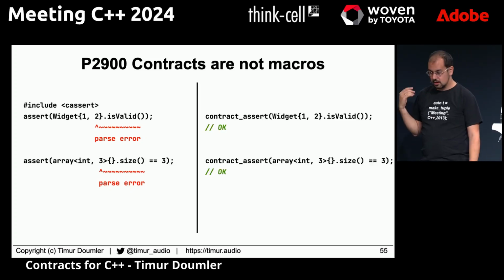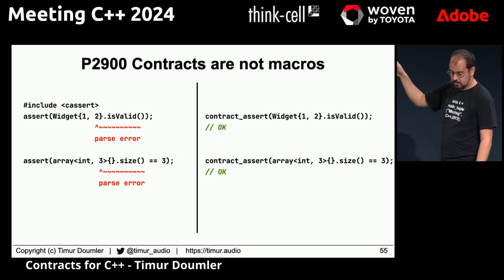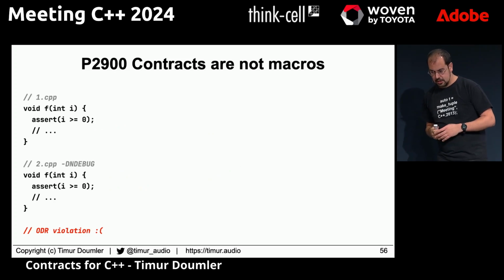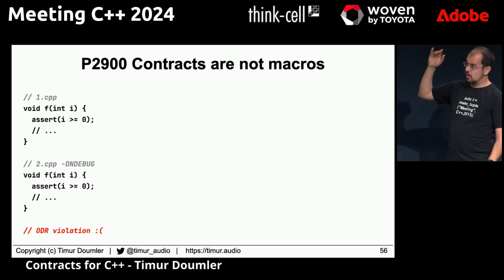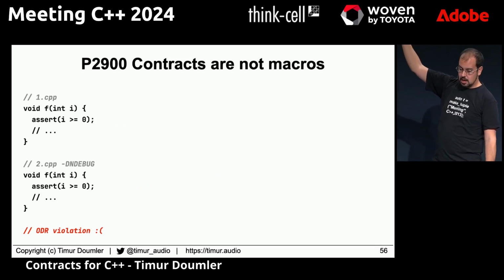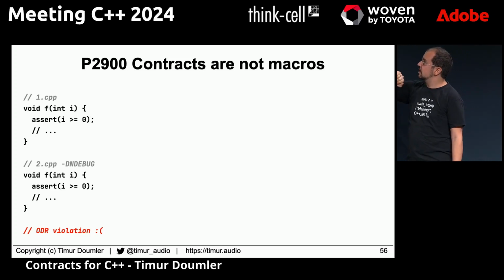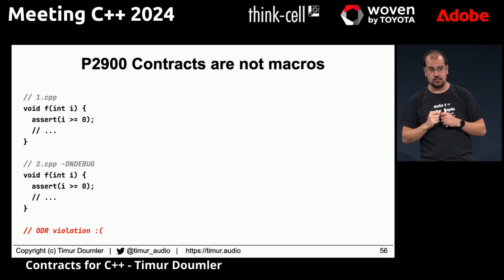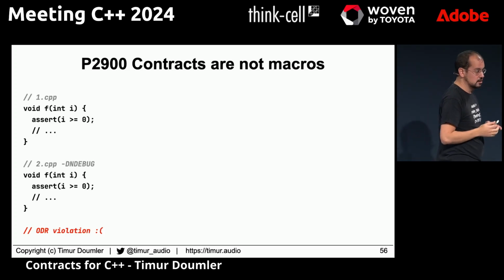That's bad. Contract assertions, pre, post, or contract_assert, all three of them are core language features. It's proper C++. It's not preprocessor, so that's going to work. Another thing is, if you have an assert macro, you compile one translation unit with NDEBUG off and another translation unit with NDEBUG on, and then you link them together in the same program, you are not going to have a good time, because that's an ODR violation.